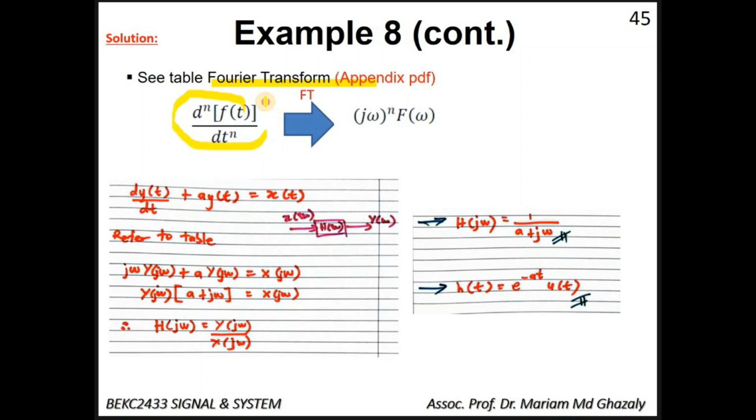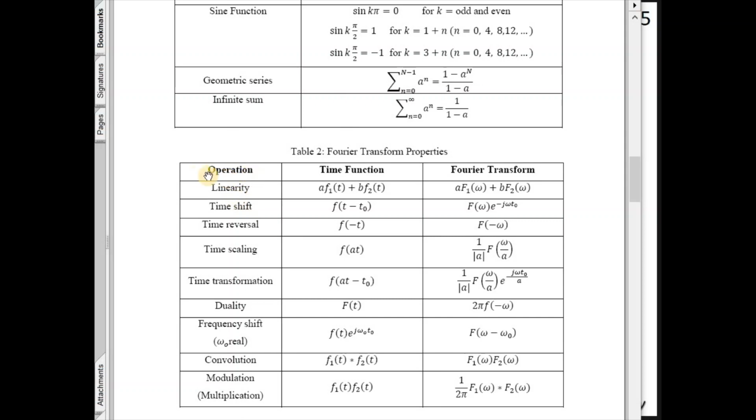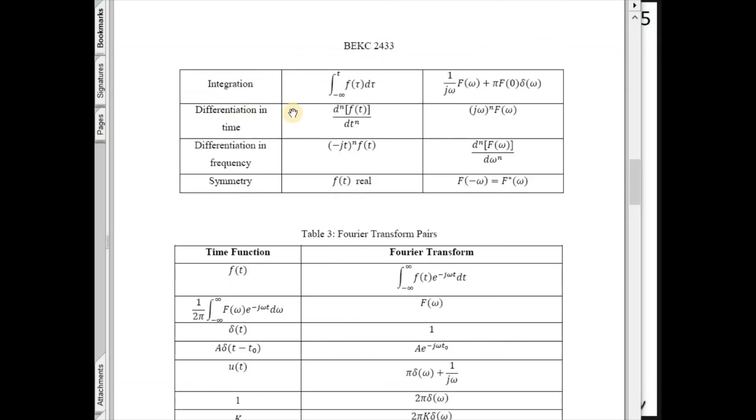In the appendix, you have the differential term d^n f(t)/dt^n, which you can write as (jω)^n F(ω). So let's look at the Fourier transform property table. Looking at the operation, we want the differentiation in time. The pair is d^n f(t)/dt^n, and in the frequency domain it is (jω)^n F(ω). We are going to use this for the next example.